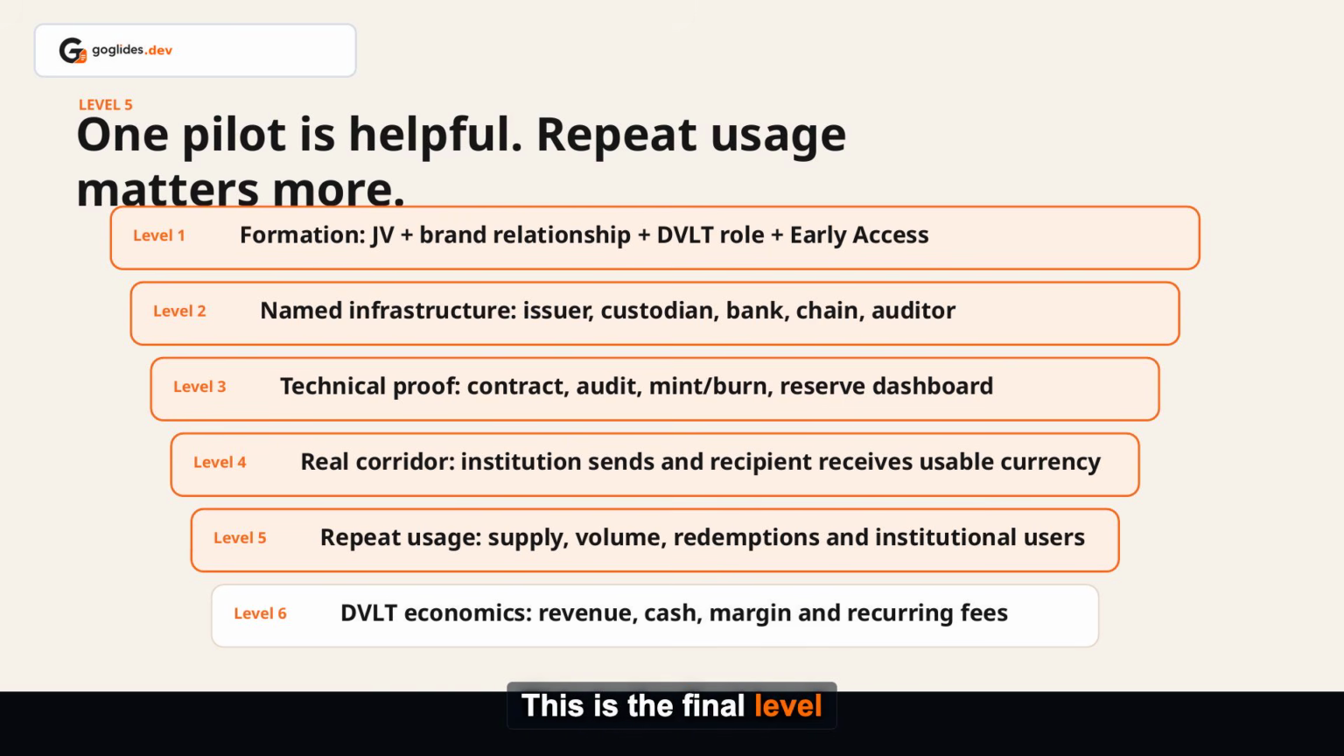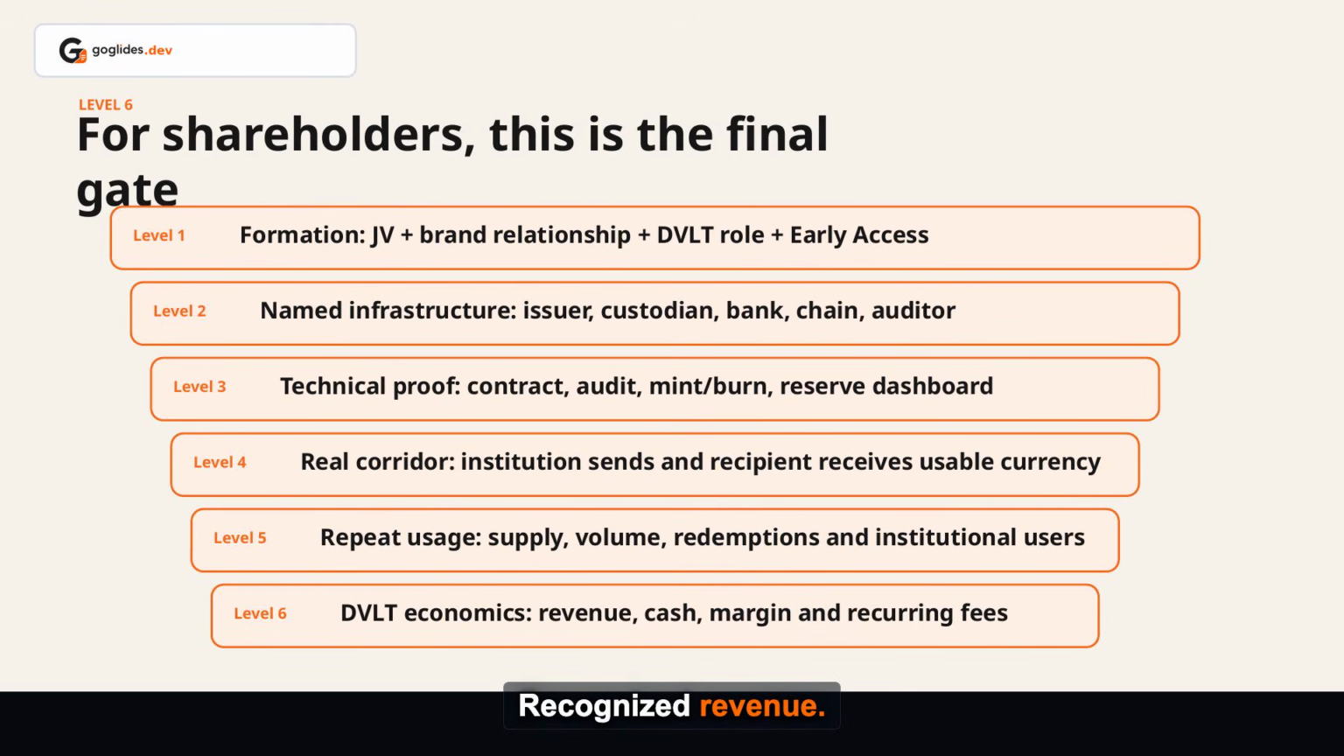This is the final level for shareholders. Recognized revenue, cash collected, gross margin, recurring fees, Datavault's share of venture economics, and the cost of supporting the network. That is when MUSD becomes measurable Datavault business.